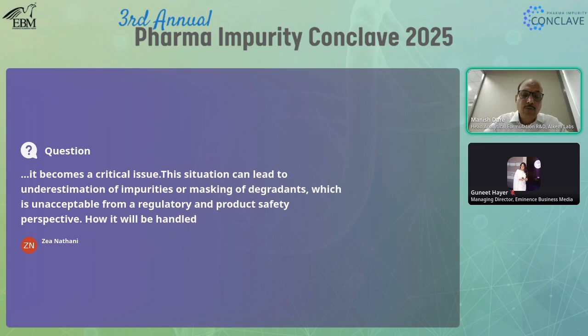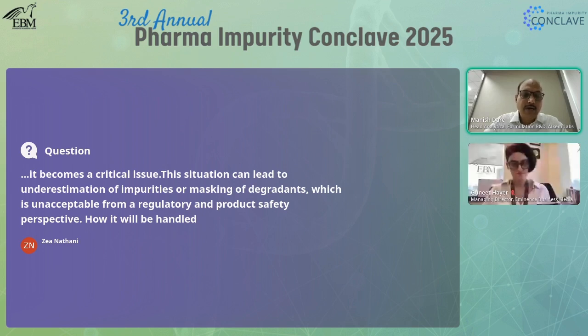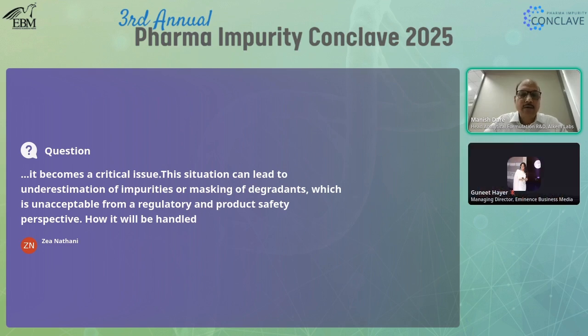And if the impurity is going to increase during stability and we observe a trend of increasing impurity, then it is going to be a risk for failure of the product during stability analysis.